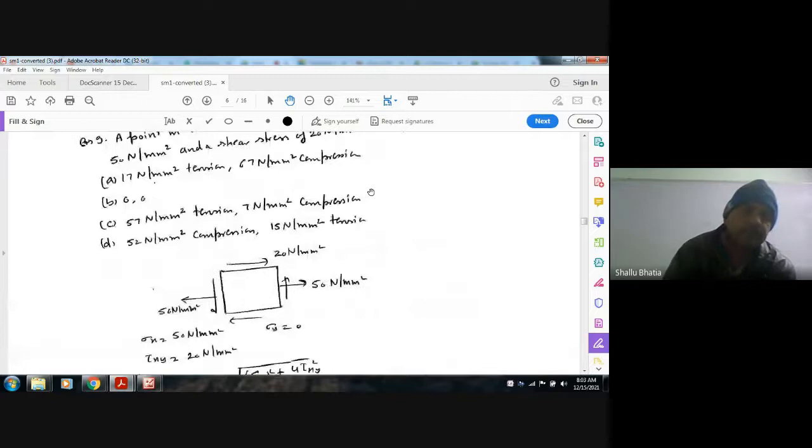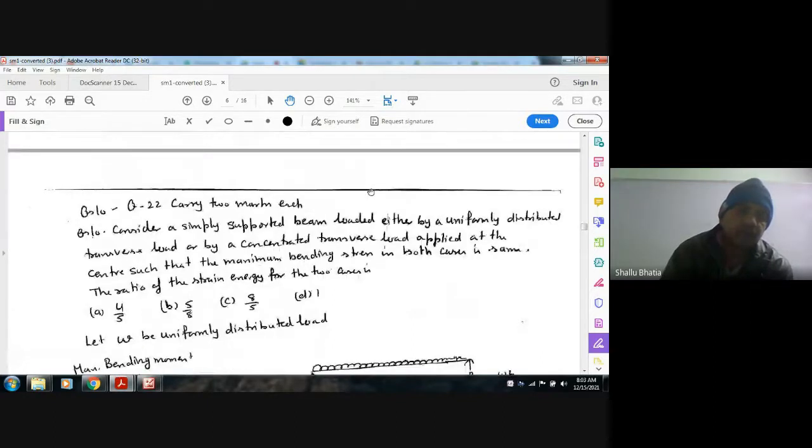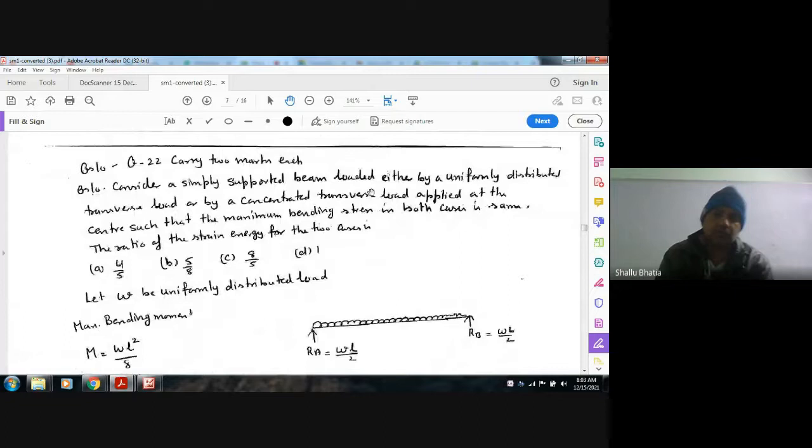Okay. Next, question 10 to question 22 carry 2 marks each. Question 10. Consider a simply supported beam loaded either by a uniformly distributed transverse load or by a concentrated transverse load applied at the center such that the maximum bending stress in both cases is same. The ratio of strain energy for the two cases is A 4 by 5, B 5 by 8, C 8 by 5, D 1.